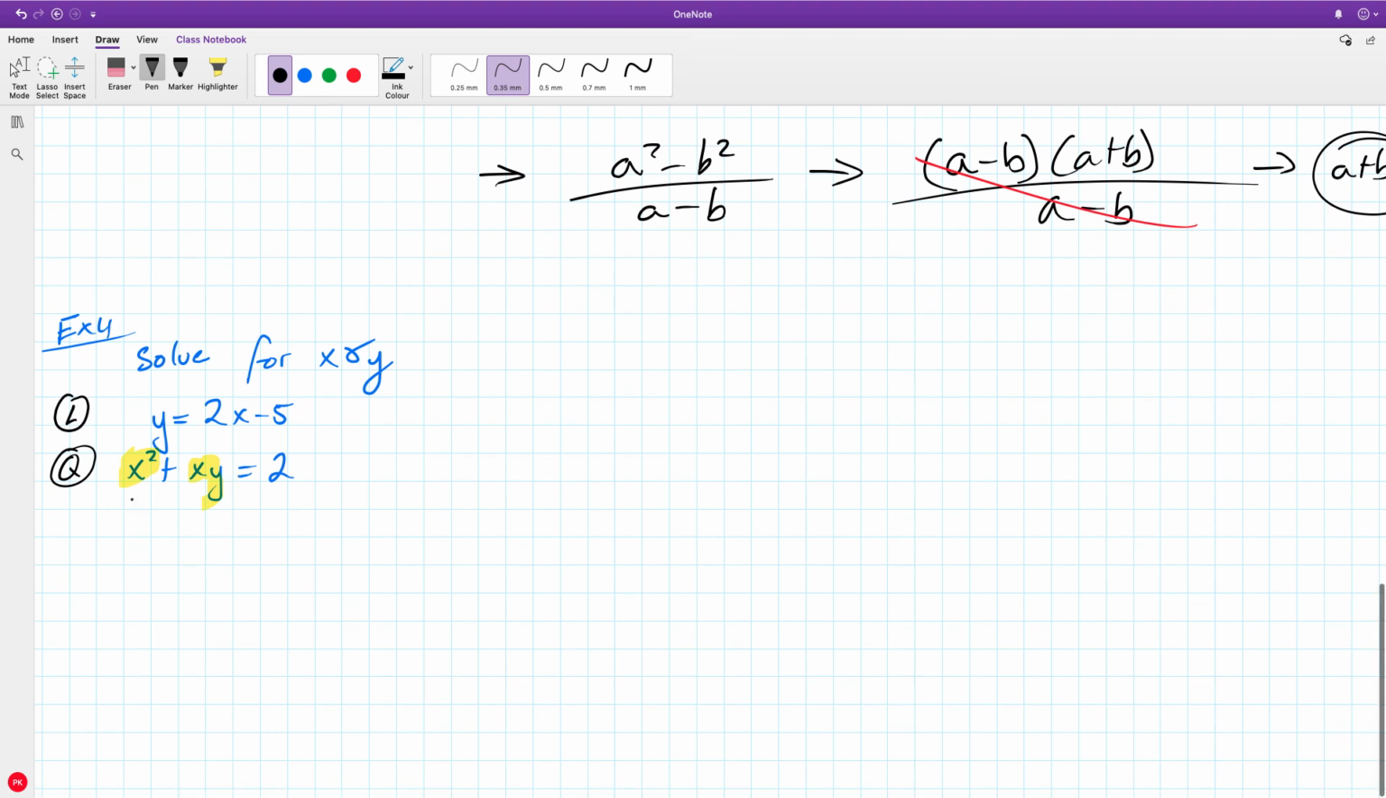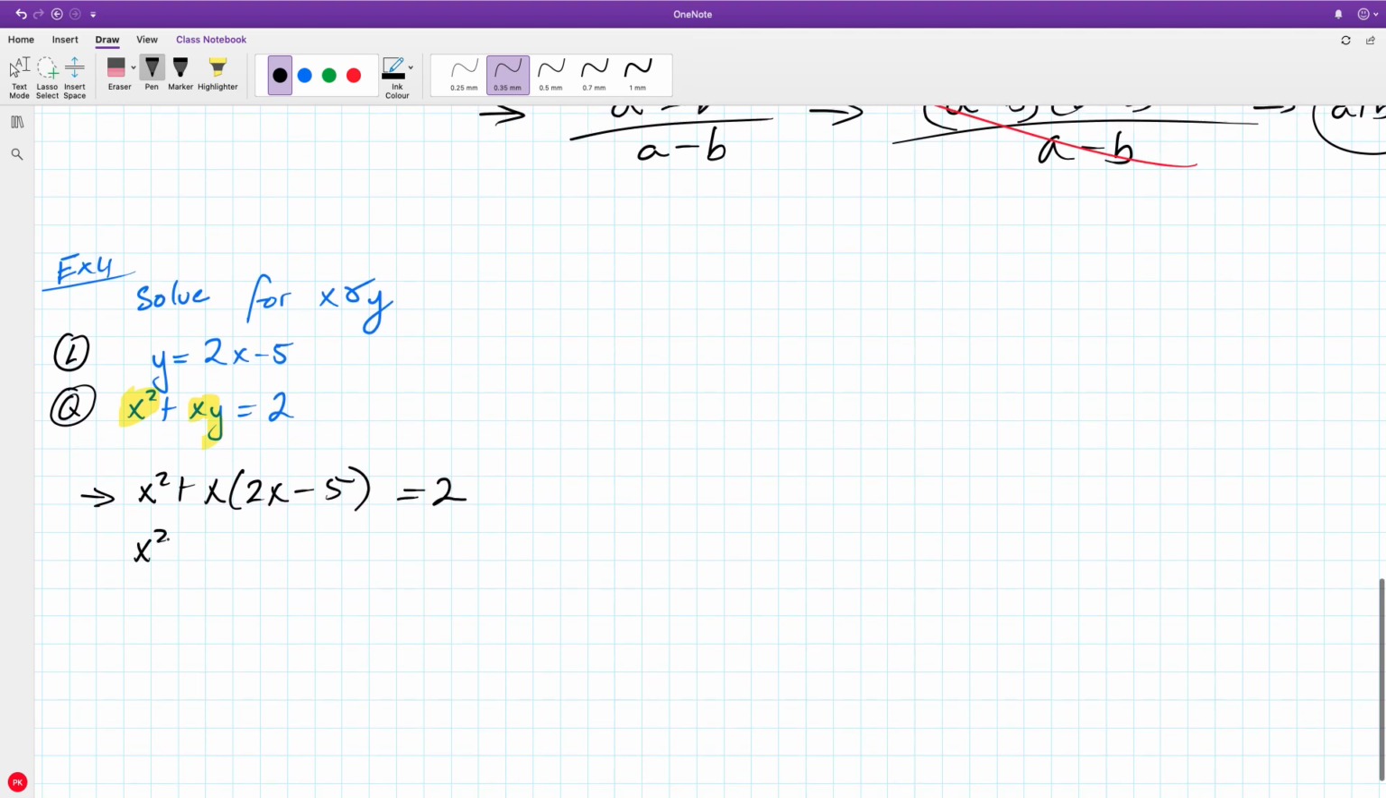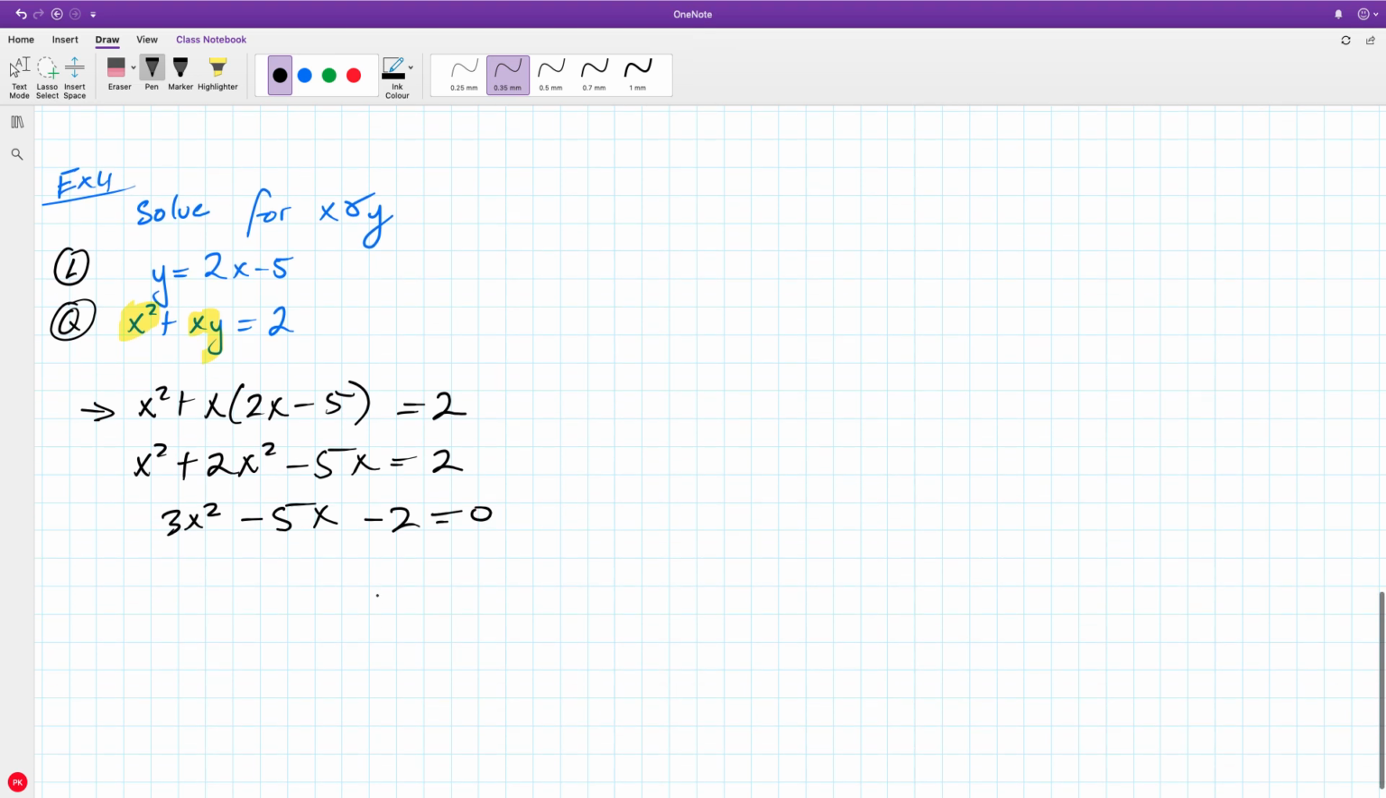Right, y is equal to 2x minus 5, x squared plus xy is equal to 2. Sub it into the bottom line. So that's x squared plus x times (2x minus 5) is equal to 2. X squared plus 2x squared minus 5x equals 2. X squared and 2x squared is 3x squared minus 5x. Bring over your 2. Minus 2 is equal to 0. Yeah? Right, can we bracket it? You can. You can also use minus b if you want. (3x plus 1)(x minus 2).